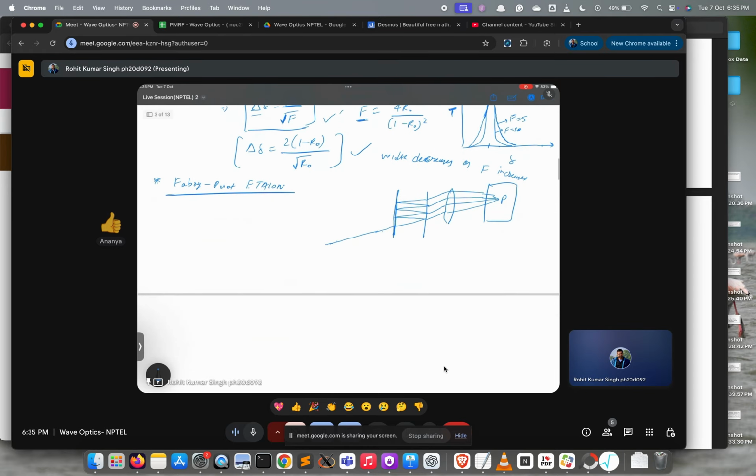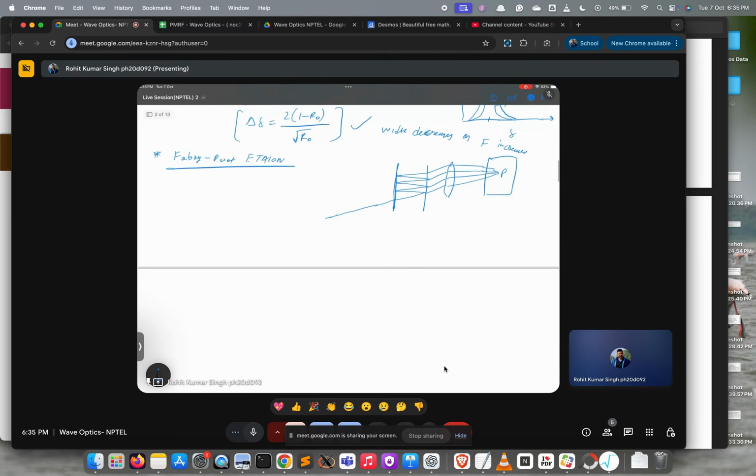Okay. Now this Fabry-Perot etalon, this is what we have. What we assume here is that there is no reflection, like there is no transmission on that side, on this side. So everything is basically transmitted on the other side.